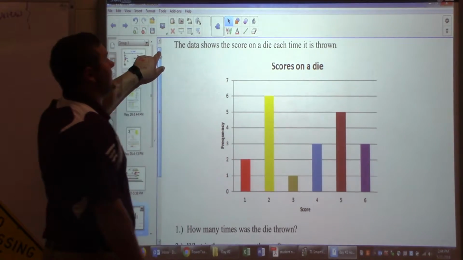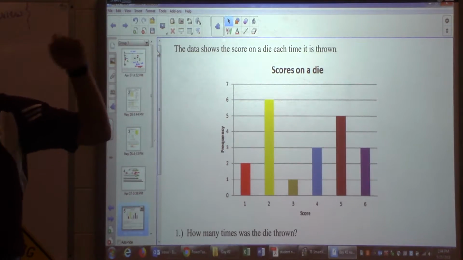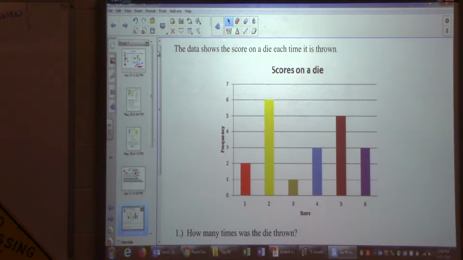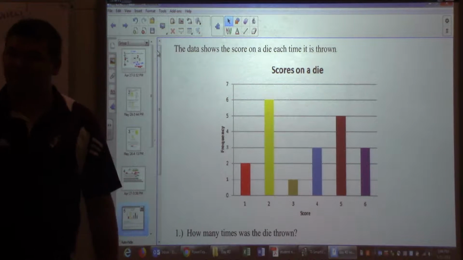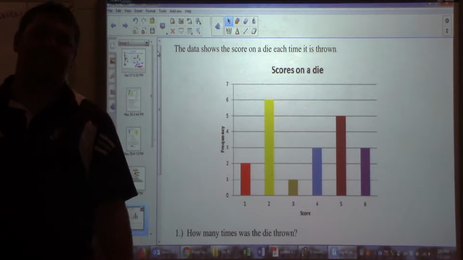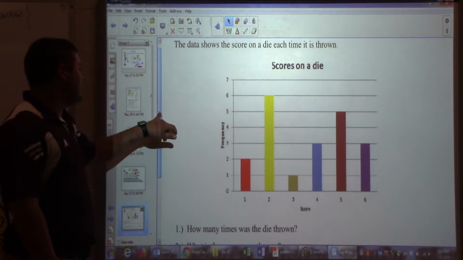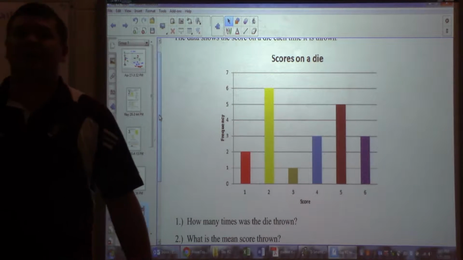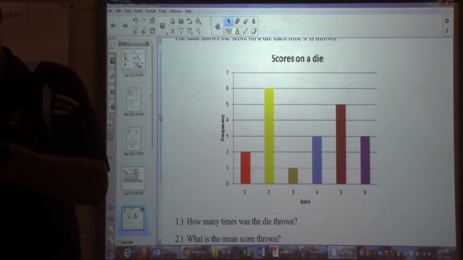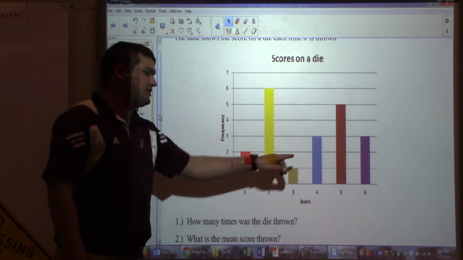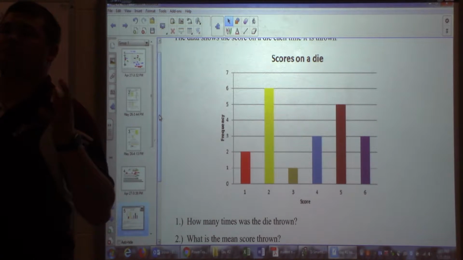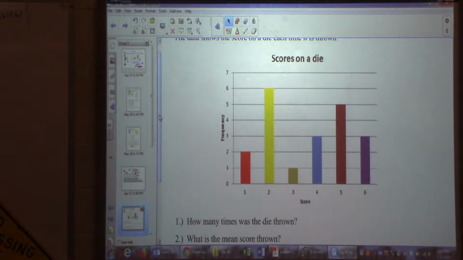Data shows the score of a die each time it's thrown. What kind of graph is this? A bar graph. A bar graph, Sarah. How do you know it's a bar graph and not a histogram? Space. Thank you, Sarah. So, yes, it is a bar graph and not a histogram because there are spaces in between them. Right? There's spaces in between the bars. It tells me it's spread out. They're different data pieces each.